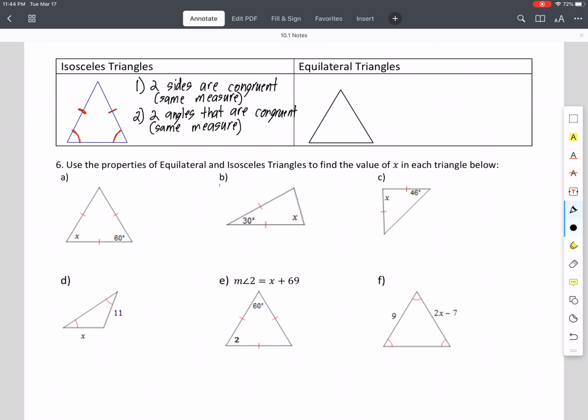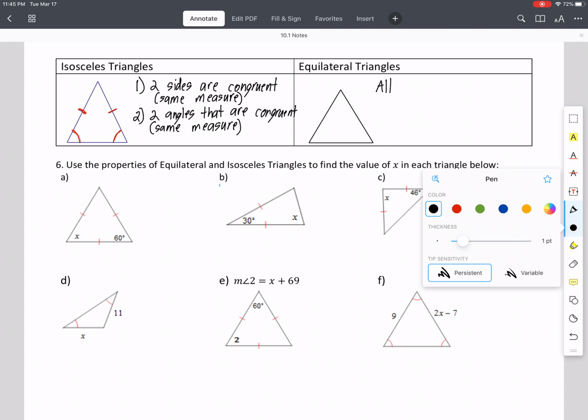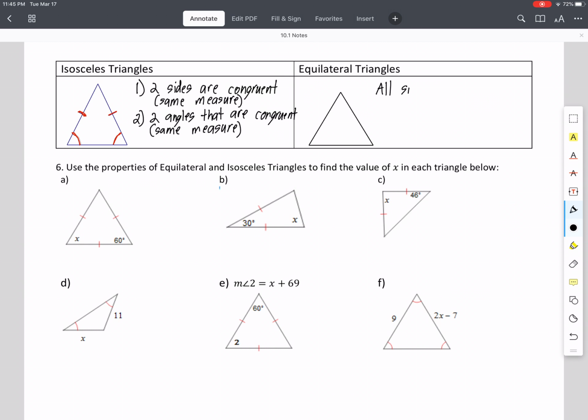But now going to an equilateral triangle, as the name says, equal, what this means is that all sides and angles are congruent.